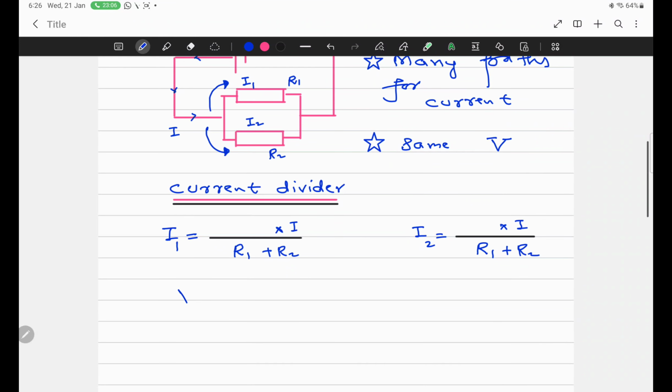But in series, you know, current and resistance are inversely proportional. And if they are inversely proportional, then I1 corresponds to R2 and I2 corresponds to R1. It is special. R2 for I1, R1 for I2. And this formula is used only for two resistors in parallel.